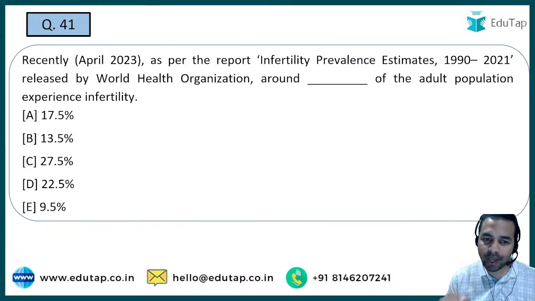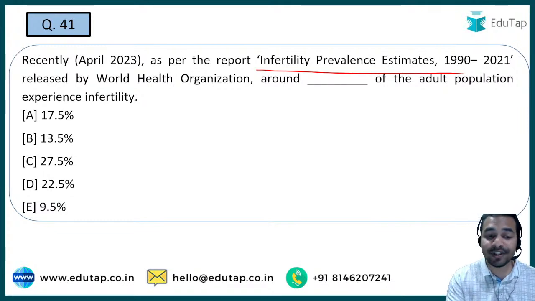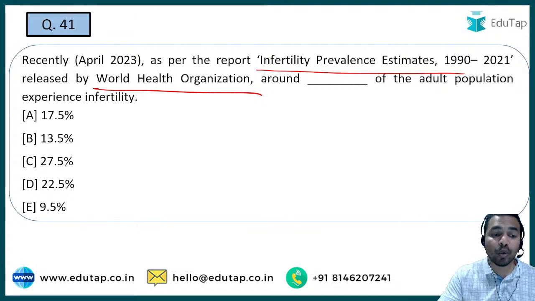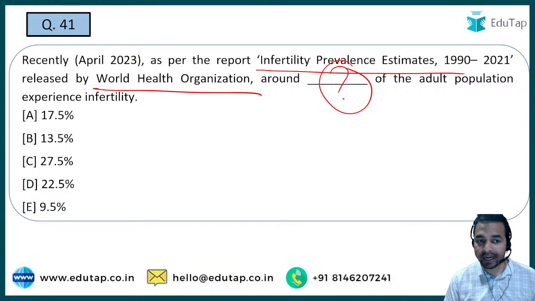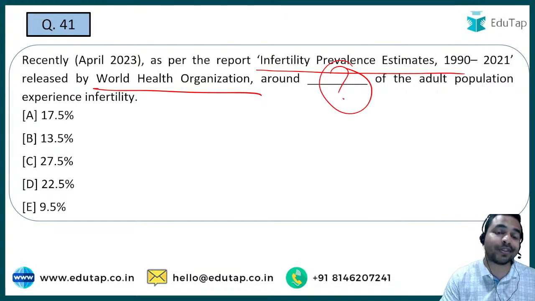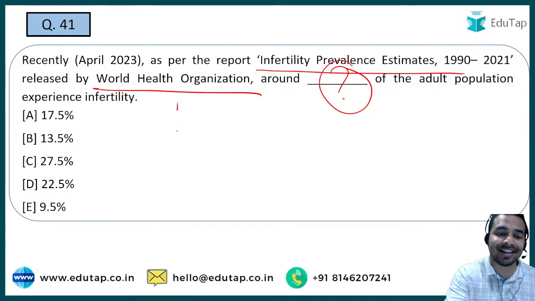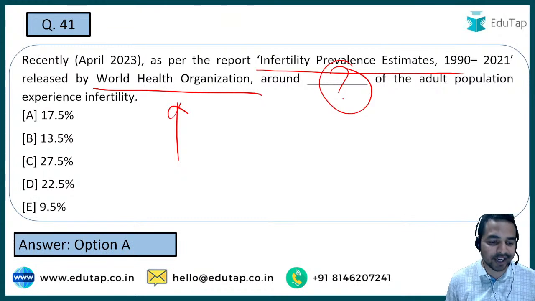Next question. As per the report, that is Infertility Prevalence Estimates 1990 to 2021, the first thing that you are required to remember is the name of the organization which has released this report, that is WHO, and as per this report, around what percent of the adult population experiences infertility? And guys, these are the kind of questions which are being asked from such reports released by international organizations such as WHO, that is World Health Organization. The right answer to this question is 17.5%.